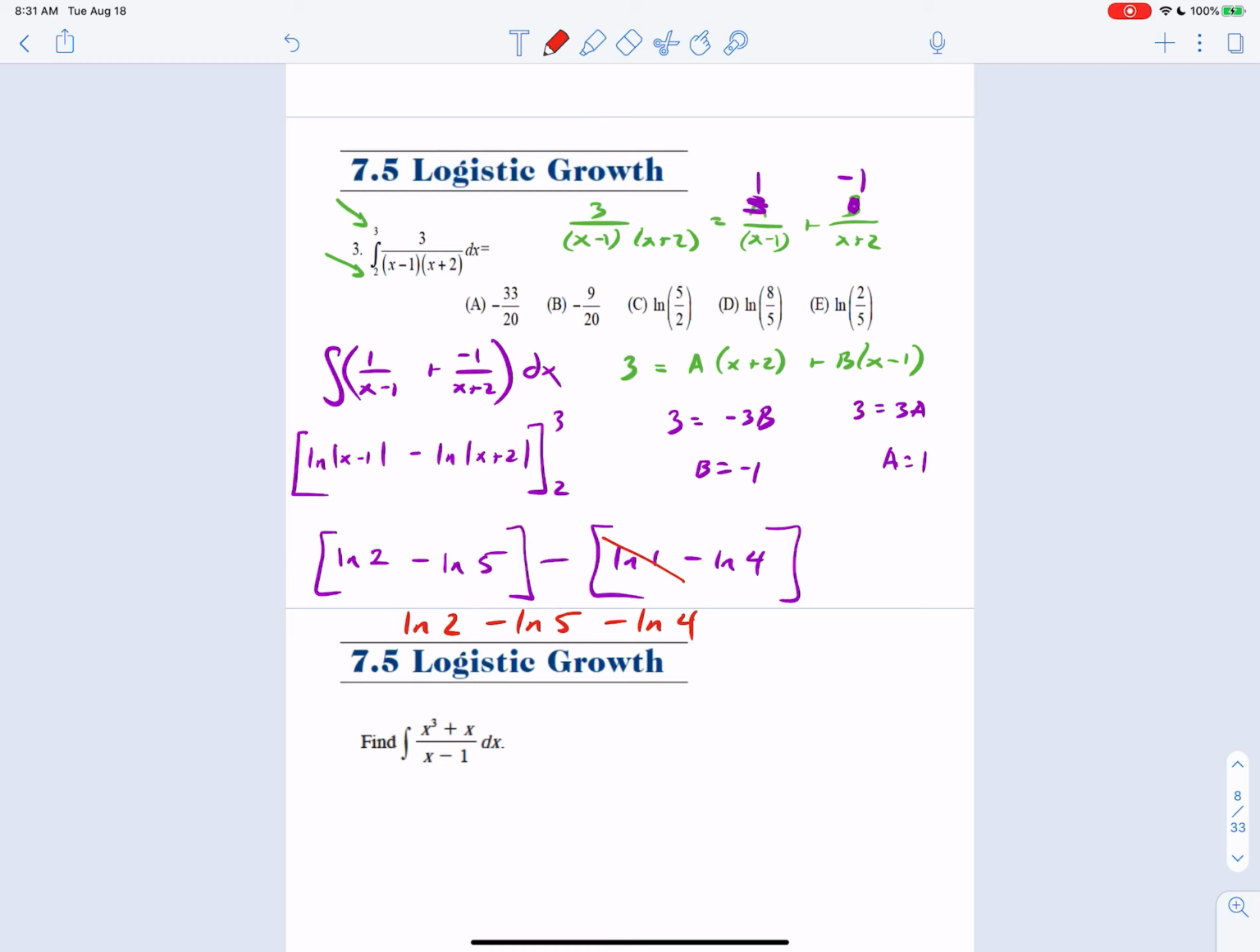Okay? Notice how that's none of your answers, or at least visibly. Okay? So you got to remember that minus implies division. So that's the natural log of 2 divided by 5 divided by 4. Okay? Or natural log of 2 divided by 5 times the reciprocal. Wait, is that right? What am I missing? Let's double check our work here. What did I miss?